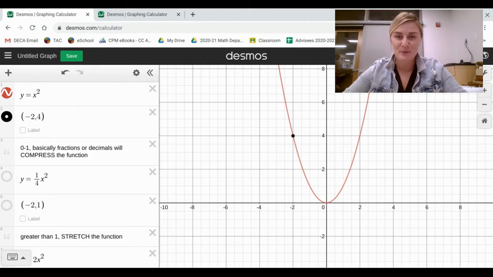Welcome back. At this point, you should have investigated the Desmos sliders that helped you investigate A, H, and K, which are all parameters of our quadratic function. So I'm going to sum up what you should have seen, and I highly encourage you to take notes if you haven't already or if you're struggling with this.